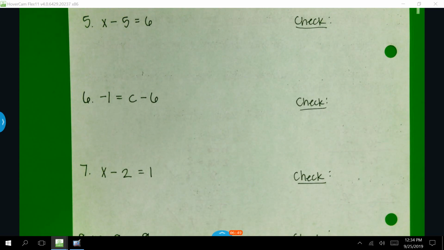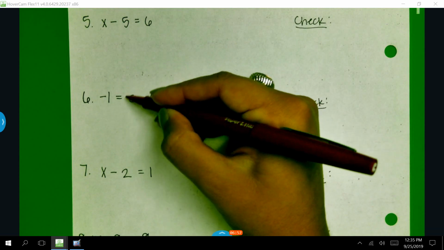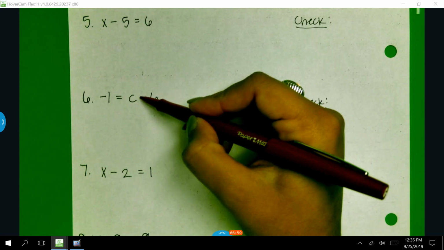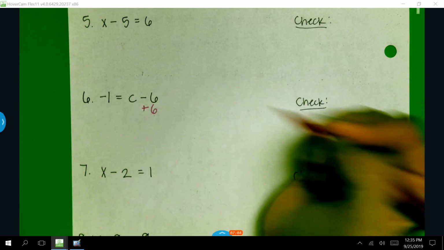Take away the 6 from 1, or subtract 6 from both. Not quite. I want to get C by itself, right? Add 6. So that means you're doing the opposite of minus 6, which would be plus 6.